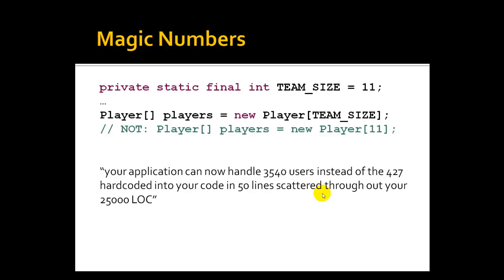Magic number. Don't use magic numbers. That is, don't place constant numerical values directly into the source code. Replacing these later on in case of changes is error-prone and unproductive. The following example will explain. Your application can now handle 3540 users instead of the 427 hard-coded into your code in 50 lines scattered throughout your 25,000 LOC.